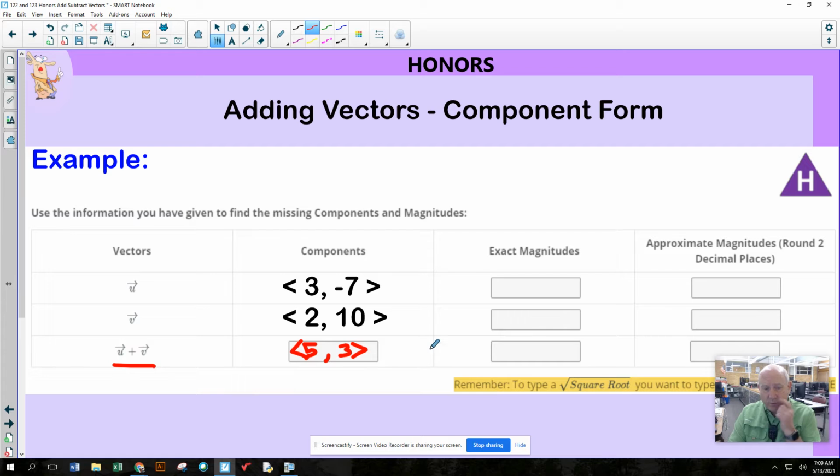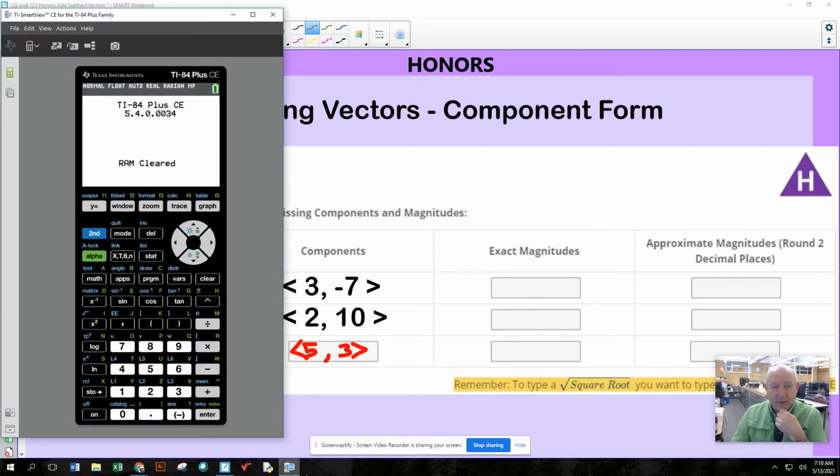Then the next part, we will do similar to what we've done with previous units, where we find the exact and approximate magnitudes. And if you know how to do that, of course, you can go ahead and stop the video, but if you don't remember or just need help, I'll go ahead and go through them.